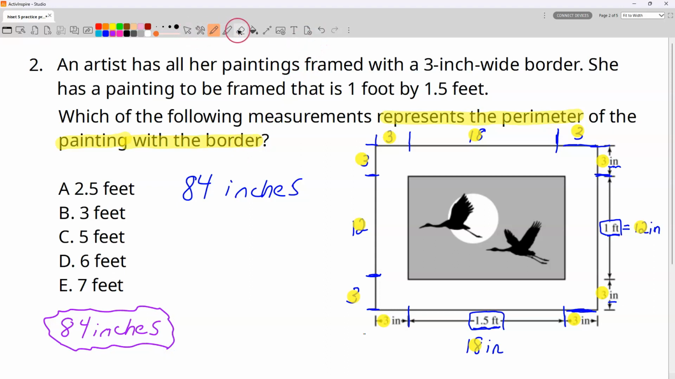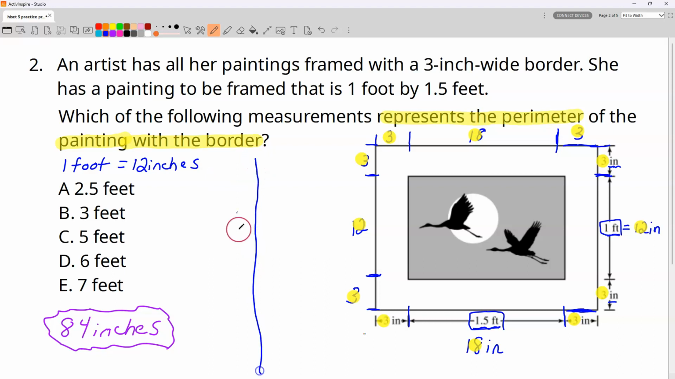Now, I'm going to use this piece here. Remember, 1 foot equals 12 inches, right? Again, that'll be on your formula sheet. So let's just make a table. That's going to make it easier for you. So feet, inches. Just making a table. So again, we know that 1 foot, right? 1 foot equals 12 inches.